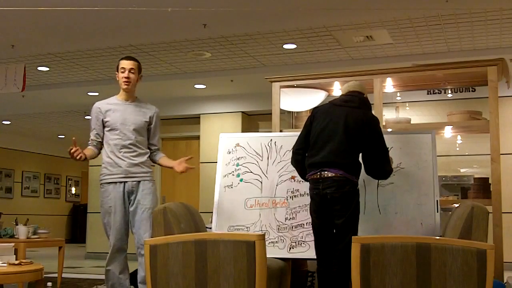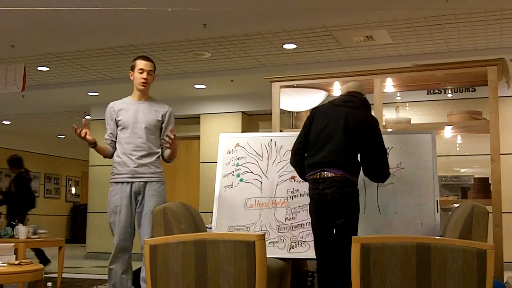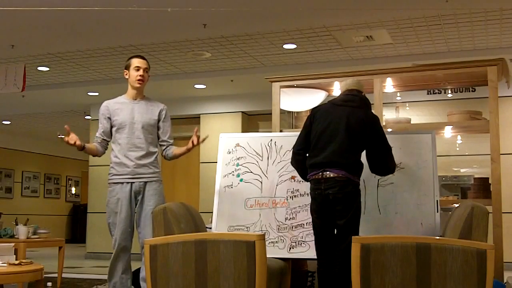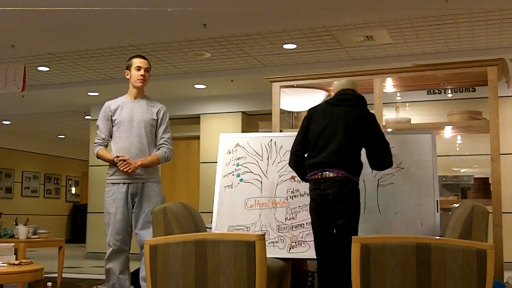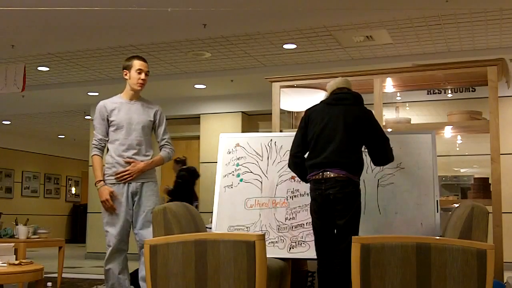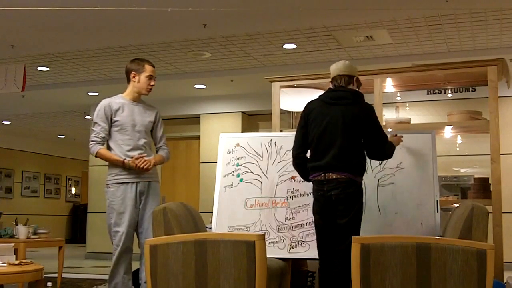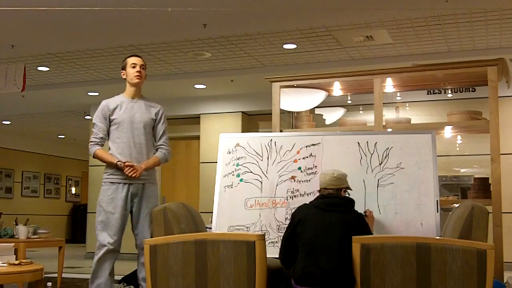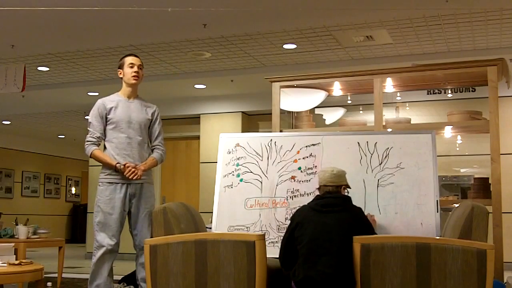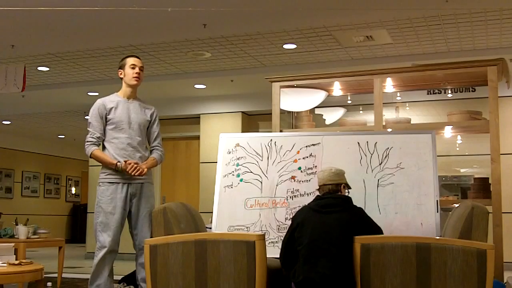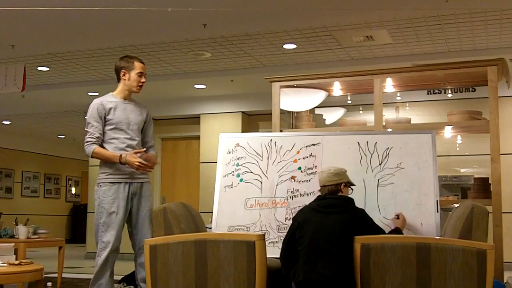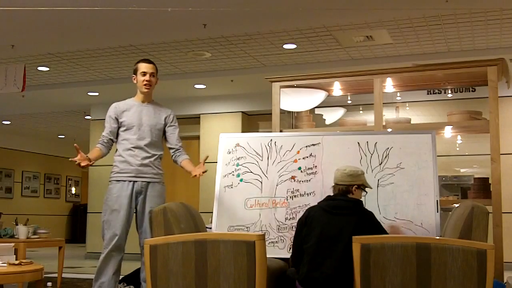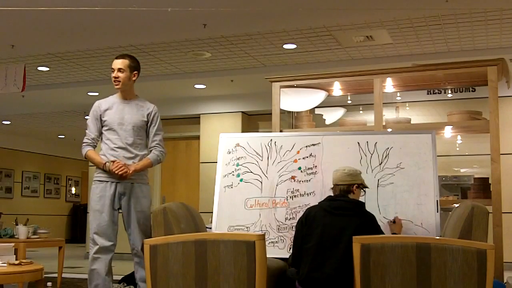All right. So what are some of the cultural beliefs that would be a part of that soil that you guys would like to see? Sustainability. All right. Can you write that as one of the roots, please? Yes. Equality. Tolerance. Equality and tolerance are going to be some of the new soil elements in this new tree.